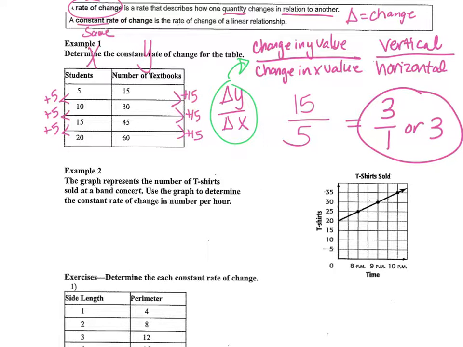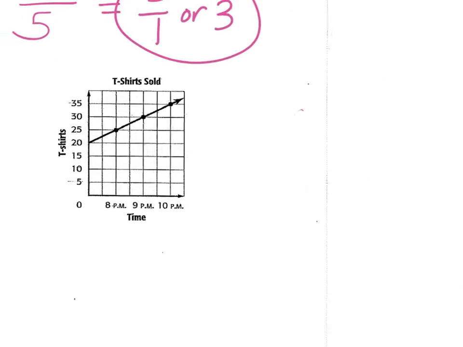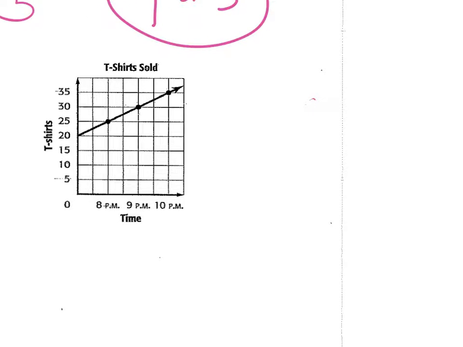So the graph represents the number of t-shirts sold at a band concert. Use the graph to determine the constant rate of change in number per hour. So we're doing the same thing. It's just now we have a graph. I'm going to find my change in y value, which is my vertical change, over my change in x value. And that's the horizontal change.